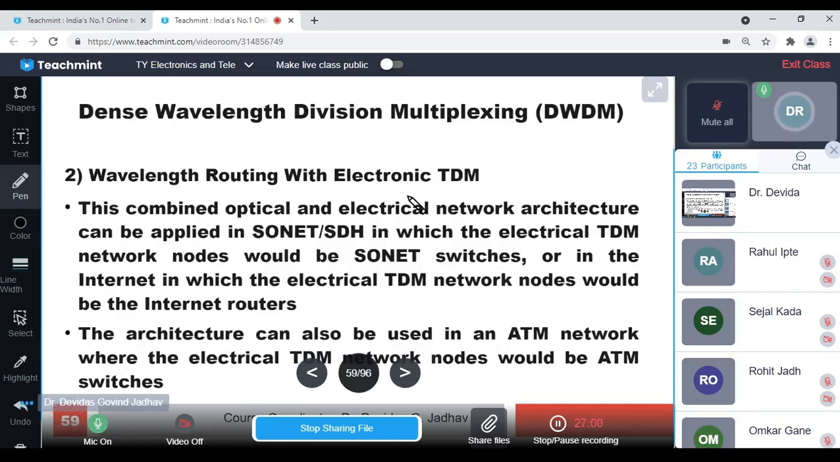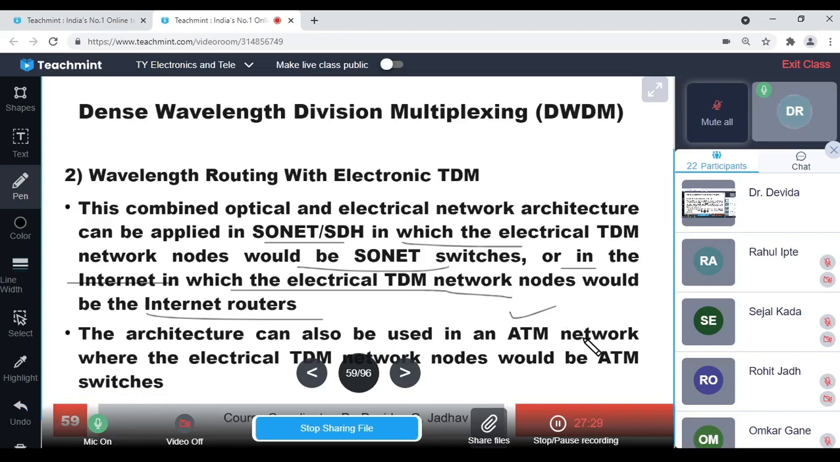Wavelength routing with electronic TDM combines the optical and electrical network architecture and can be applied in SONET/SDH, in which the electrical TDM network nodes would be SONET switches, or the internet in which the electrical TDM network nodes would be internet routers, or the architecture can also be used in ATM or asynchronous transfer mode, where the electrical TDM network nodes will be ATM switches.